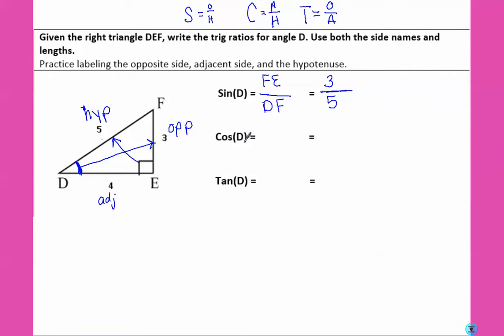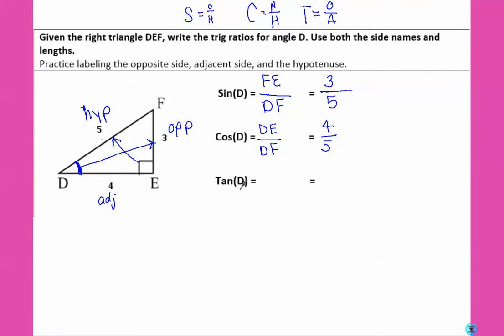Cosine of D is adjacent over hypotenuse. Our adjacent side is DE. Our hypotenuse is DF. And DE's length is 4 over DF's length is 5. And again, that can't be simplified, so we'll leave it like that.